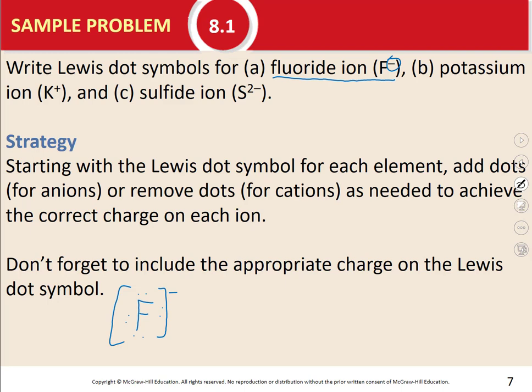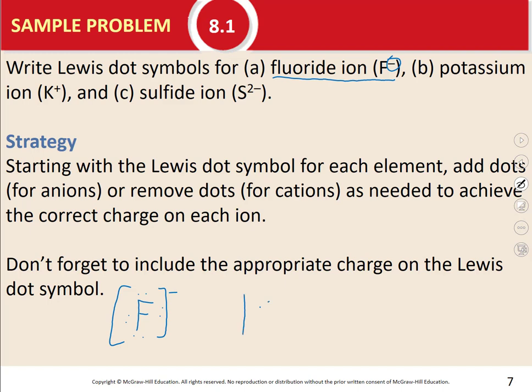So with negative ions, you add electrons. Typically, they're going to add so that you get 8 valence electrons because they're all trying to be isoelectronic with the noble gases. And then you put the brackets around it and the negative charge on the outside. Questions about that one? All right, potassium.